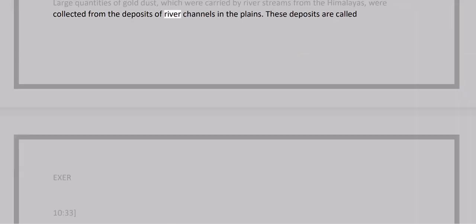Large quantities of gold dust, which were carried by river streams from the Himalayas, were collected from the deposits of river channels in the plains. These deposits are called placers.